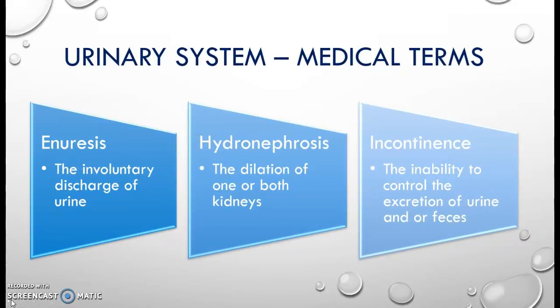Other urinary system medical terms include enuresis, which is the involuntary discharge of urine, hydronephrosis, which is the dilation of one or both kidneys. Incontinence is the inability to control the excretion of urine and feces.